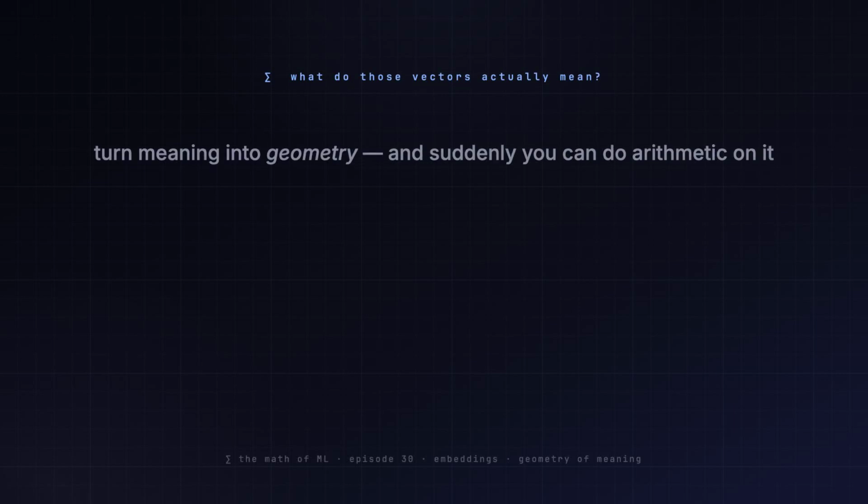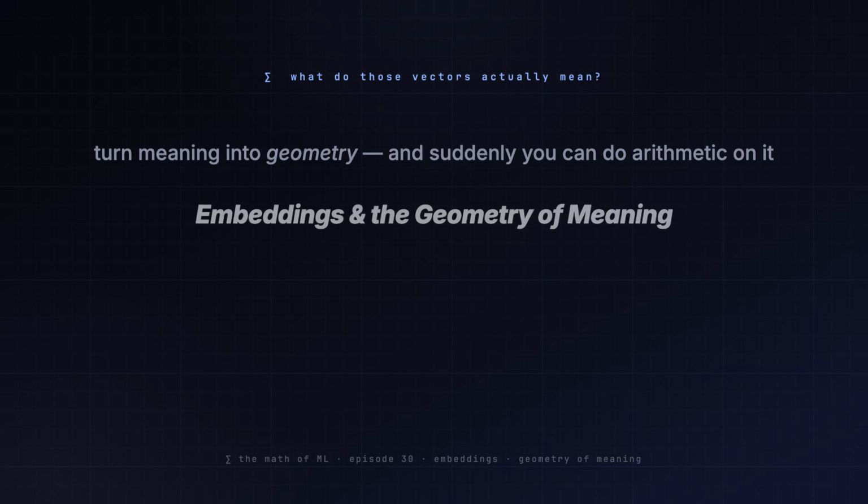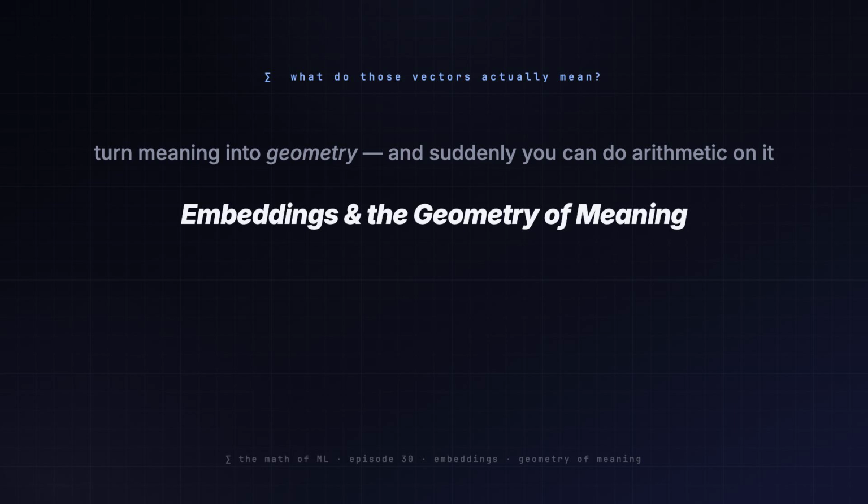Last episode, we watched vectors flow layer by layer through a network. But what do those vectors mean? This time, the big idea: meaning itself can become geometry, and once it does, you can do arithmetic on it.